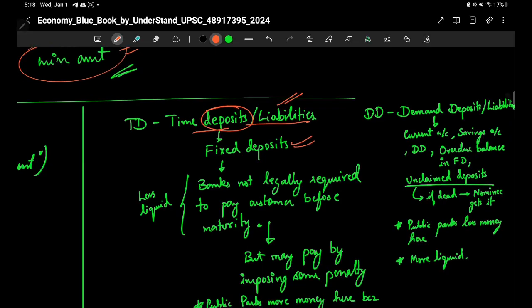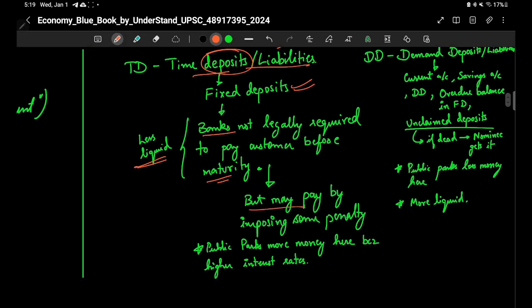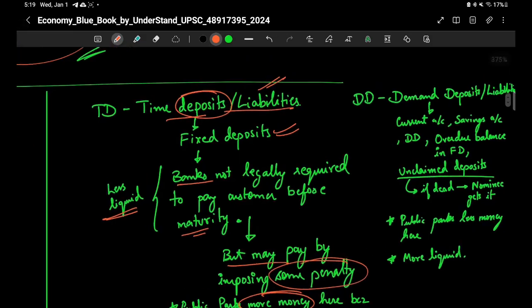For example, fixed deposits. In this, banks are not legally required to pay the customers before the maturity. So till the fixed deposit tenure, they'll hold that money, whatever you have deposited. So it is less liquid. But they can give you that money before maturity, but they will impose some penalty. Okay, and public parks more money over here. Why? Because it gives a higher interest rate. In FD, you get higher interest rates than demand deposits, savings account.